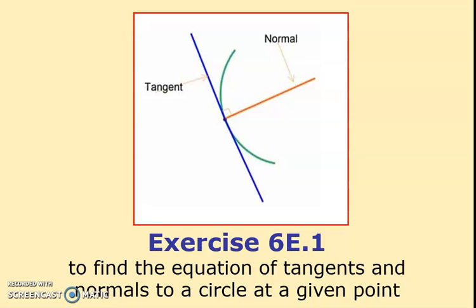So this is our first look at exercise 6E. It's looking at tangents and normals, which you've probably seen a bit of, but perhaps not in this detail. And notice it's tangents and normals to a circle at a given point. So this is quite a complicated section of the work that we do in year 12. So we notice it's at 6E.1. I think there'll probably be a couple more lessons on this, just on this exercise.